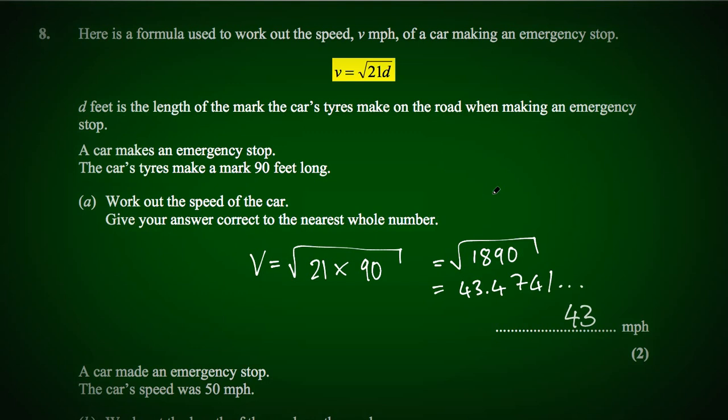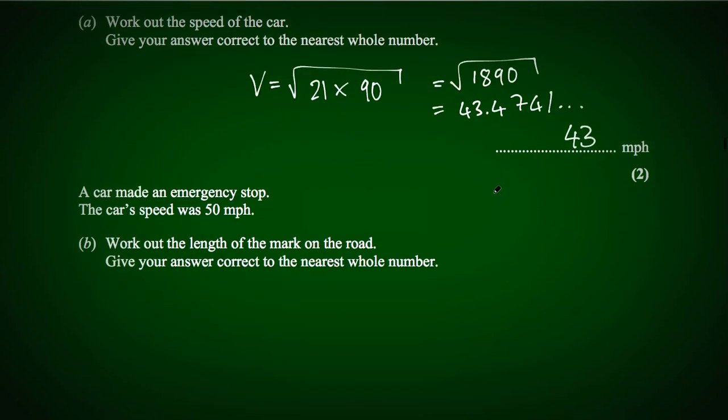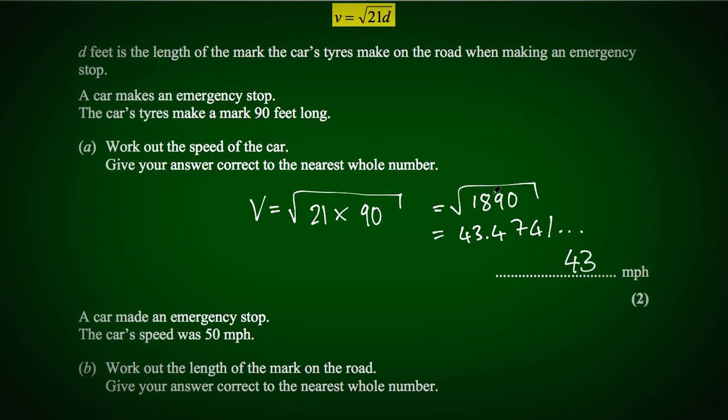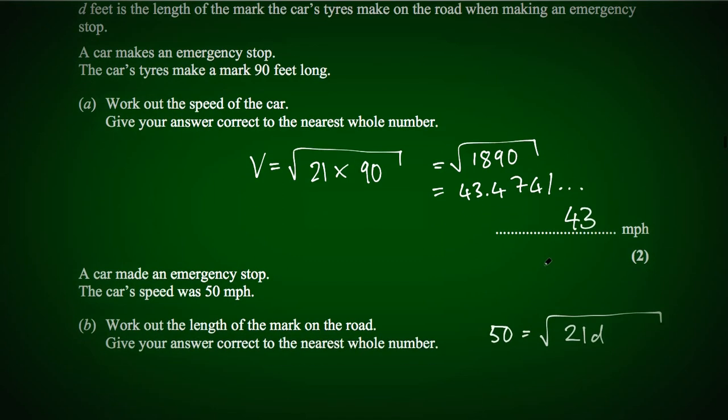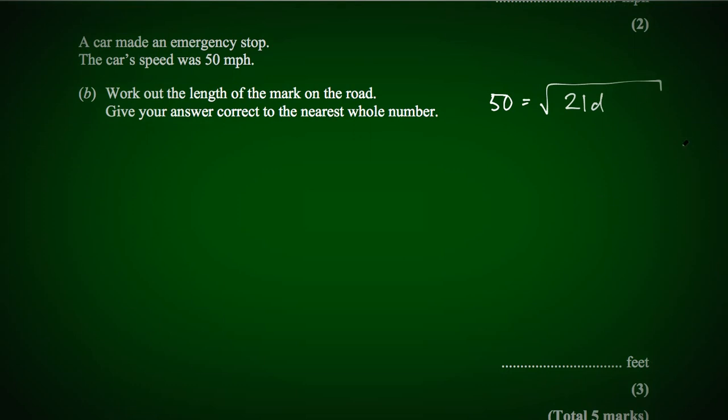A car made an emergency stop when the car's speed was 50 miles per hour. Work out the length of the mark on the road. Give your answer correct to the nearest whole number. So same formula here, but now we know what V is and we don't know what D is. I'm going to use 50 equals square root of 21D. I need to get D on its own, essentially rearranging the formula for this.